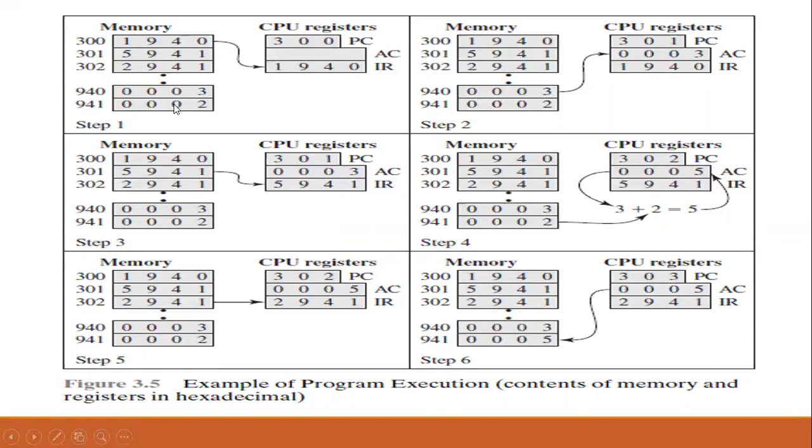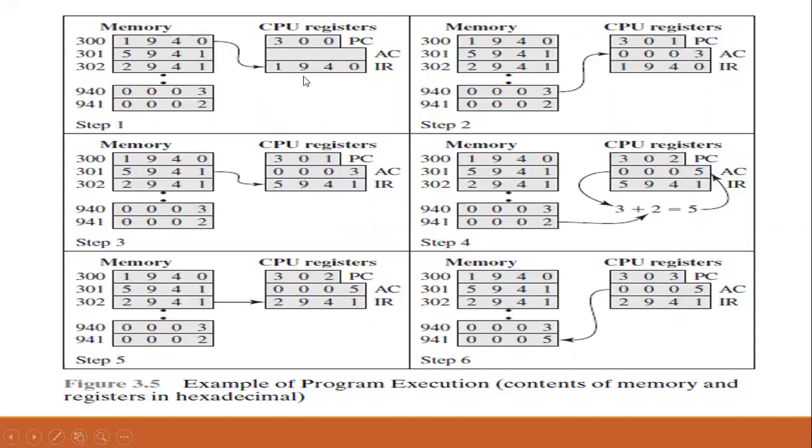Okay, see, this is the contents of your memory, and these are your CPU registers. Let's see what happens when you get some kind of instruction. See, this is your first step. As the contents of PC are 300, the CPU will fetch the contents of location 300 and, as it is an instruction, copy those contents into the instruction register.